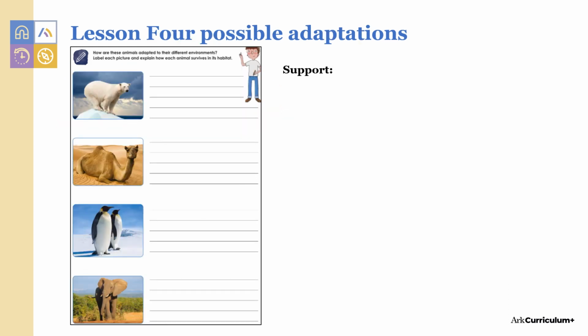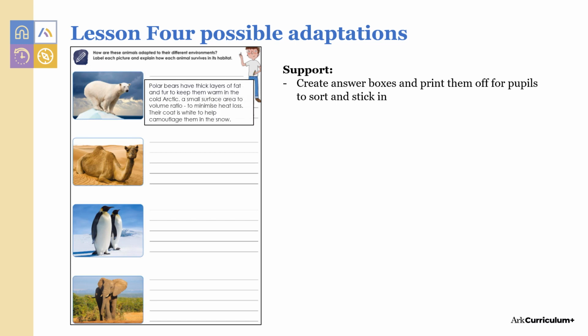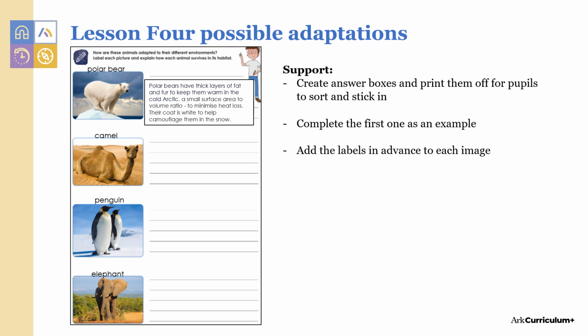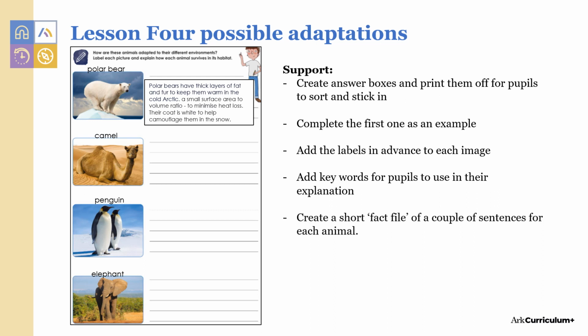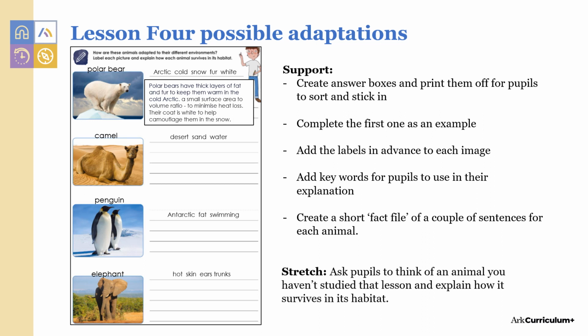In Lesson 4, pupils need to write out how the animals in the pictures adapted to their different environments. Support pupils by creating answer boxes and printing them off for pupils to sort and stick in. You could complete the first example. You could add the labels in advance to each image. You could add keywords for pupils to use in their explanation. Or you could create a short fact file of a couple of sentences for each animal. Stretch pupils by asking them to think of an animal you haven't studied that lesson and explain how it survives in its habitat.